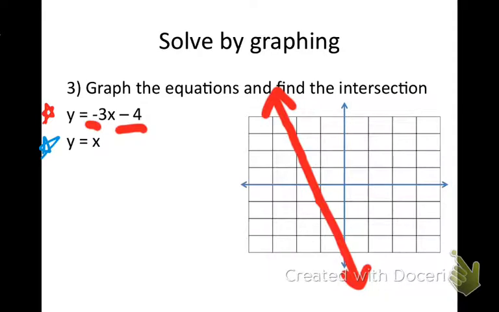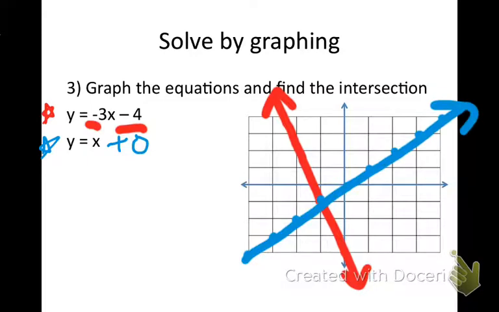Second one here, y equals x. So hopefully you notice this. The y equals x is the same thing as y equals x plus 0. So my y-intercept right here is 0. Then I'm going to go up 1 over 1, up 1 over 1. Kind of make my line here, and draw my line right on through.